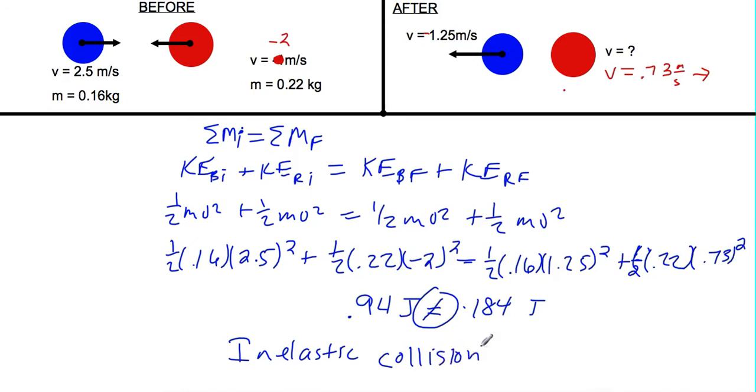So that's all the time we have for this problem. The reason this is inelastic is because our energy was not conserved. If this side and this side were both equal, if this would have somehow become 0.94 joules, then you would say it was an elastic collision. And that's where these collision ideas pop up. So that concludes our collisions.